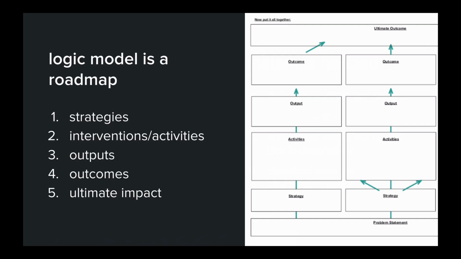So what is a logic model, right? A logic model is a roadmap of how your organization functions. It's going to help you understand how you create the ultimate impact or your mission success. It's composed of strategies, interventions or activities, outputs, outcomes, and then finally your ultimate impact. And the ultimate impact really is the blue sky vision for the work that you're going to accomplish if everything turns out correctly.